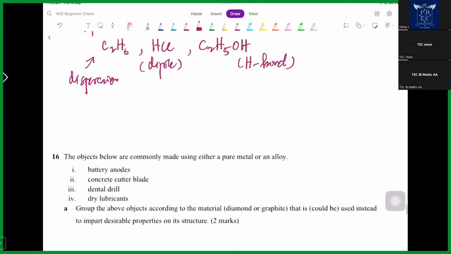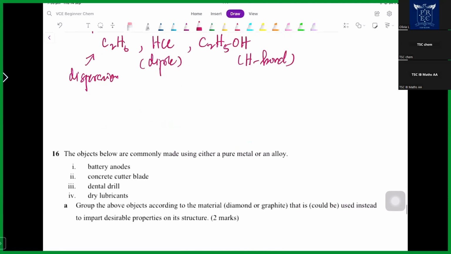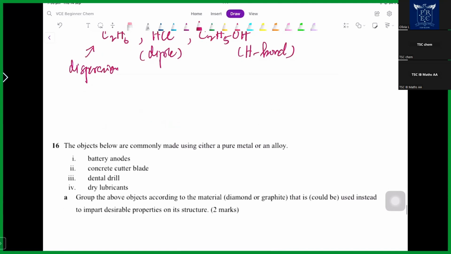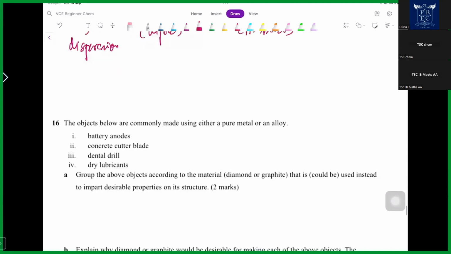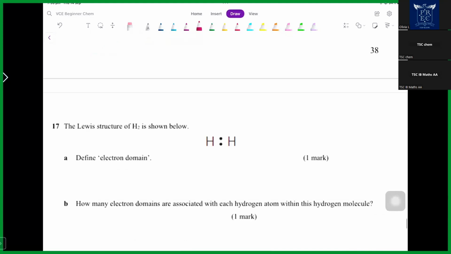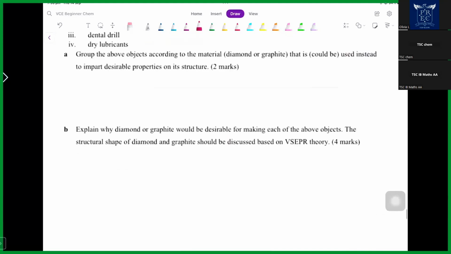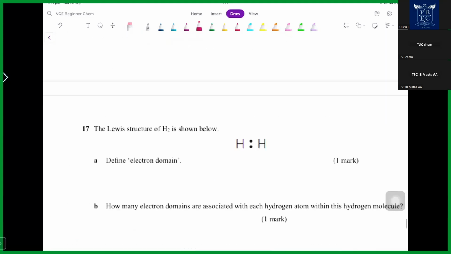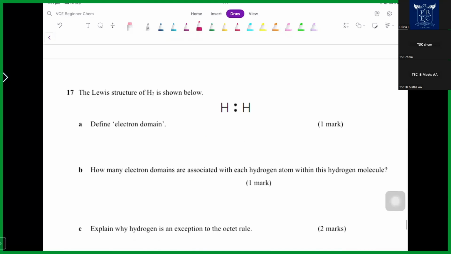Bells are commonly made of either a pure metal or an alloy, battery anodes, concrete. Group these above as metal, diamond, graphite, that could be used instead of. Okay, that one I think you can do. This one please try on your own. Let me see whether there is anything wrong with this.